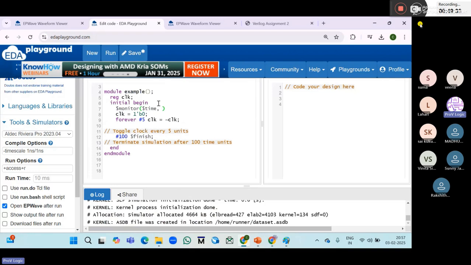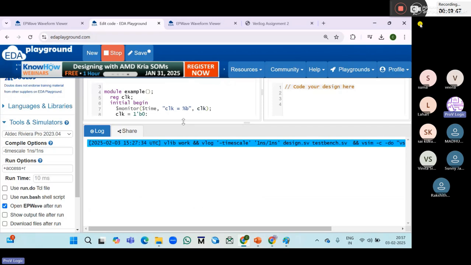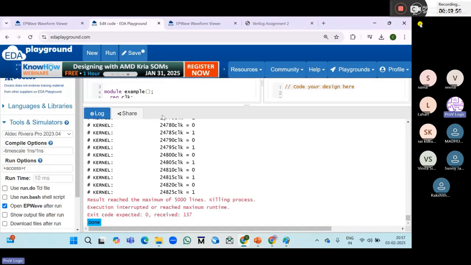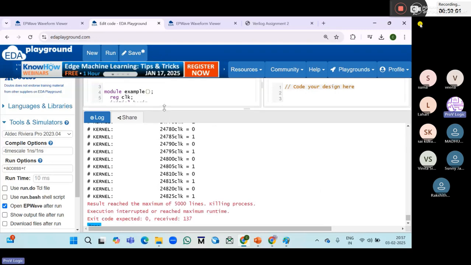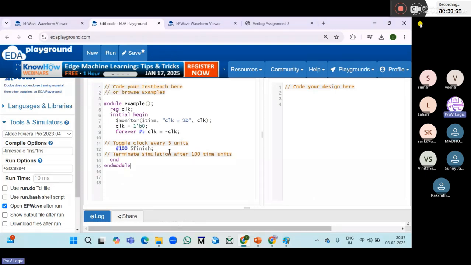$time, clock equal to binary format, clock. Maximum time reached. If you see here, reaching maximum time, $finish also we used.